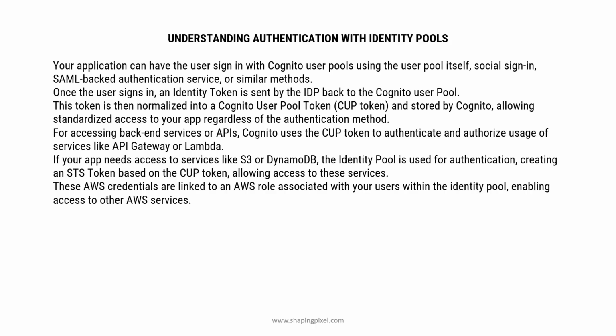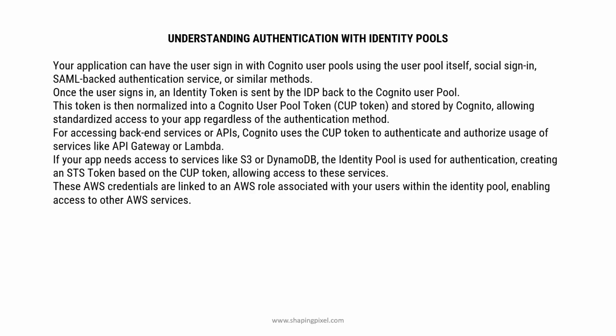All right, let's dive into how authentication works with identity pools. Your application can have the user sign in with Cognito user pools using the user pool itself. Social sign-in and SAML-backed authentication services are similar methods. Once the user signs in, an identity token is sent by the IDP back to the Cognito user pool. This token is then normalized into a Cognito user pool token and stored by Cognito, allowing standardized access to your app regardless of the authentication method.